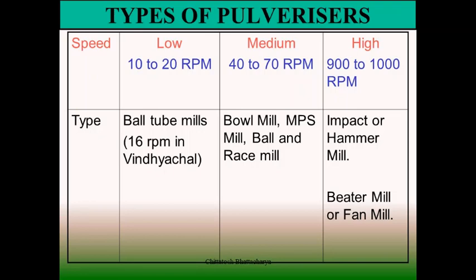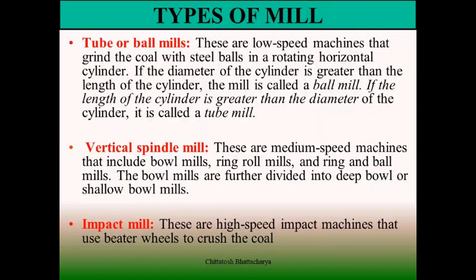According to operating speed, we find three categories of pulverizers. At low speed, within 10 to 20 rpm, we have ball tube mills. Then medium speed, 40 to 70 rpm, we find bowl mills, MPS mills, ball and race mills, and some of the mills run at very high rpm, 900 to 1000 rpm, like hammer mills, beater mills or fan mills, which are used for lignite firing. Let us see what the major types of mills are.